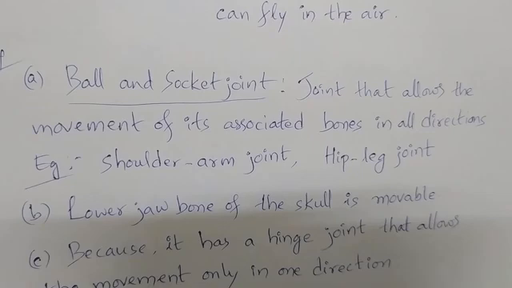Next. Which of the skull bones are movable? In skull, only one part is movable, that is lower jaw. Lower jaw bone of the skull is movable. Next. Why can our elbow not move backwards? Because our elbow has a hinge joint that allows the movement only in one direction. Hinge joint allows the movement only forward, not backwards at elbow.